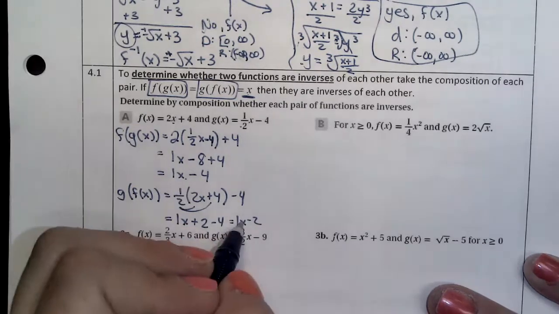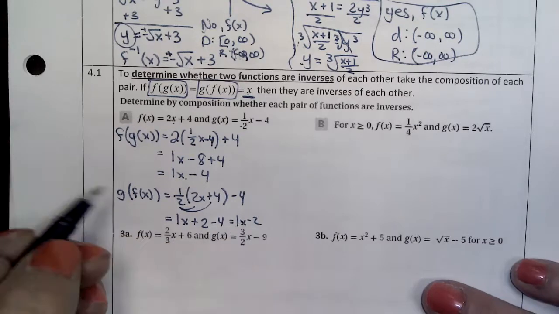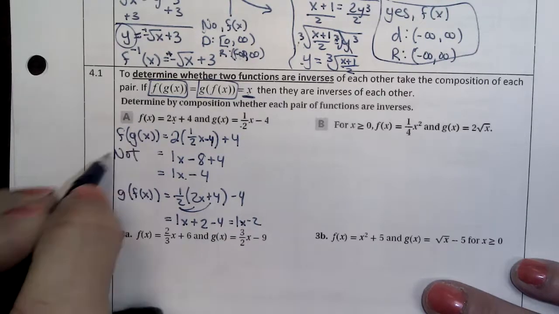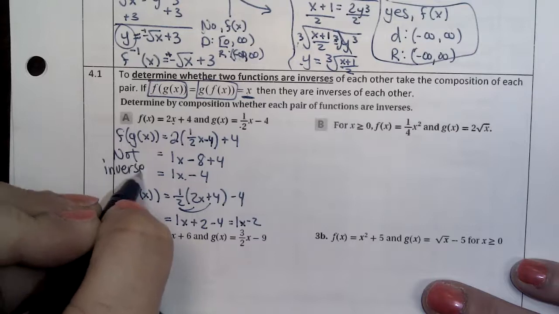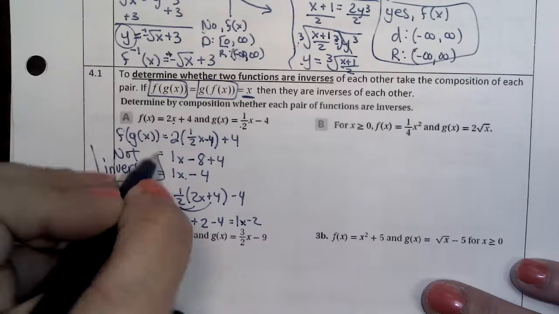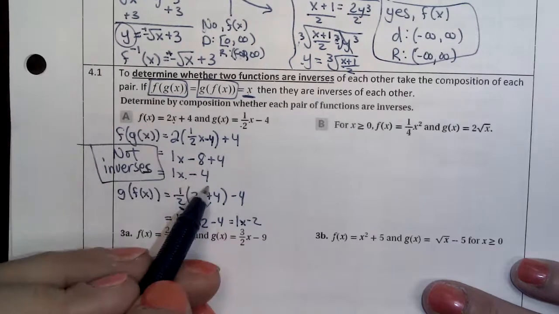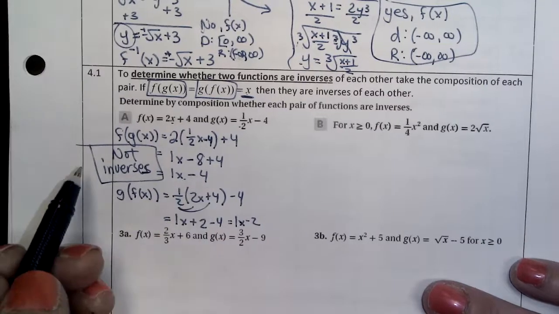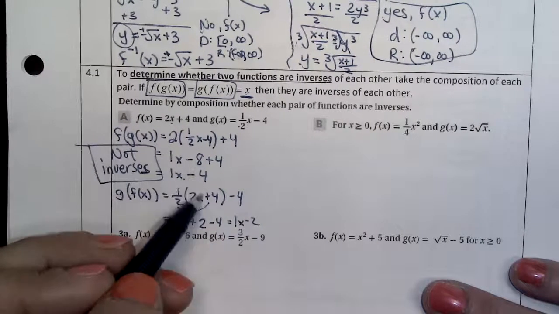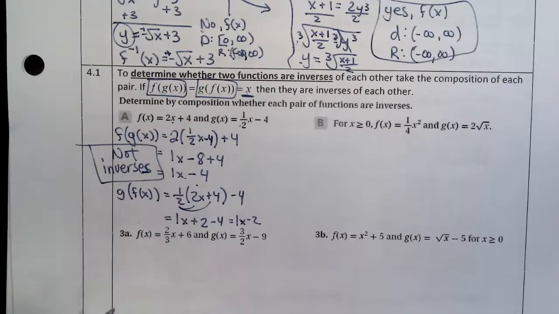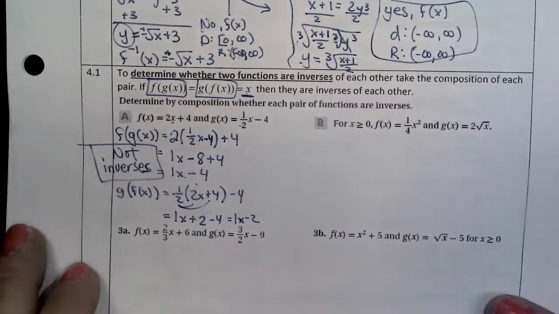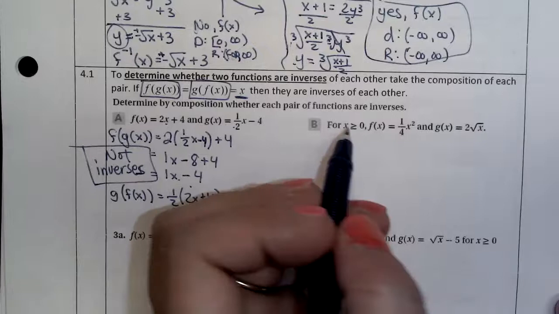Okay, so neither of those equaled x. So this is not inverses. And when I say tell me why or why not, what I'm expecting is the work here. You don't actually have to say what happens. You need to show me that they both equal x or show me that they both don't equal x. All right, let's take a look at this next one.